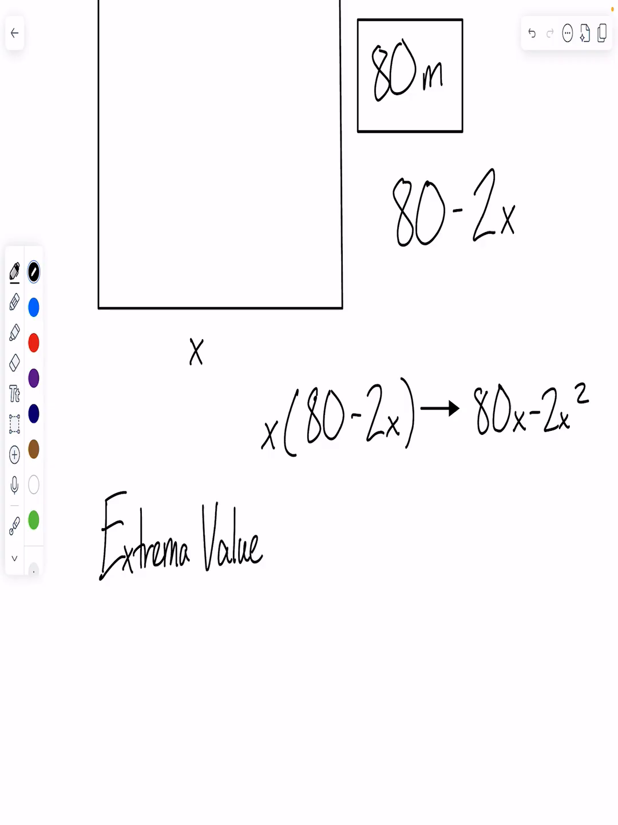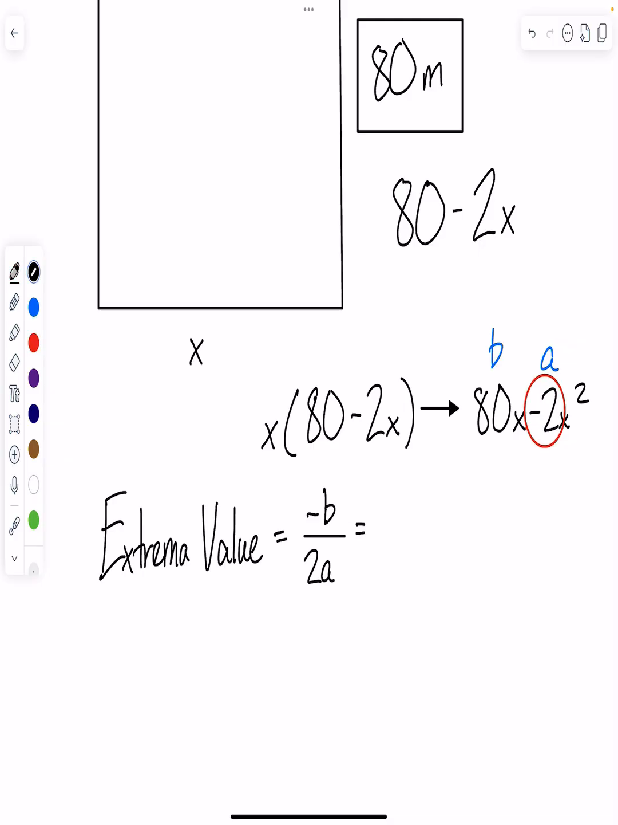Recall that for maximum area, maximum is an extrema value. Right, and to find extrema value, I use the function negative b divided by 2a. And my b value in this case is 80, right? And then my a value in this case is -2, right? And because my a value is negative, right, then I know that I do have a maximum.